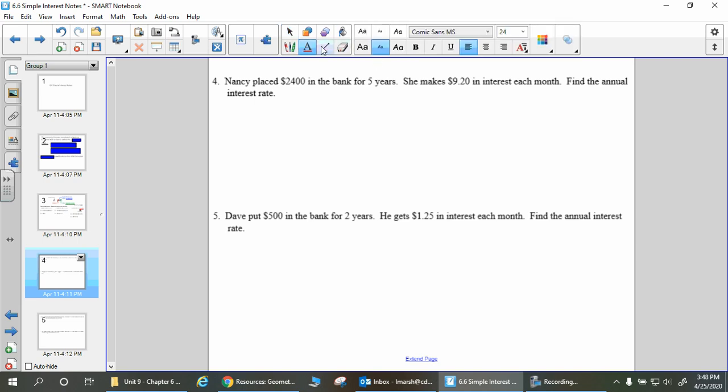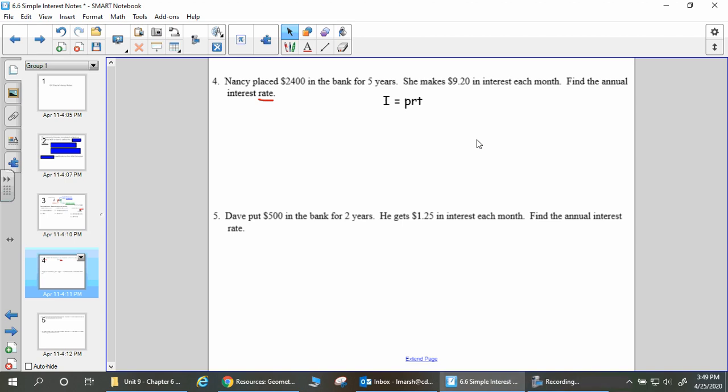So this problem is having us find the rate. So ultimately, we're trying to find the percent. So think of this, right? I equals PRT. That's my formula. So we need to fill in the I, the P, and the T so that we can find the rate. Okay? So it says she placed $2,400 in the bank for 5 years. There's my principal, there's my time.